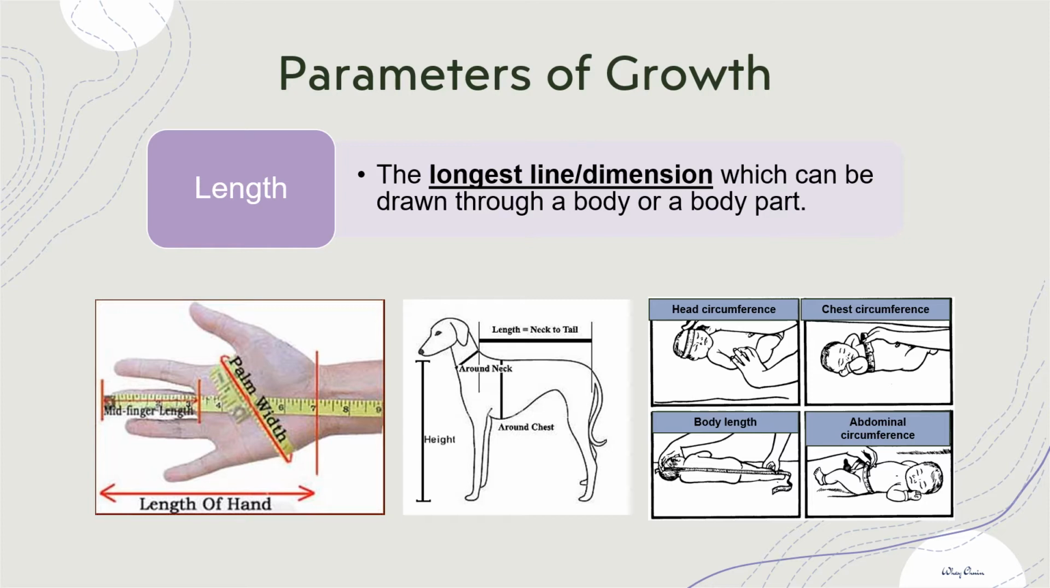Dan ada banyak lagi, maksudnya kalau kita tengok total mereka mengukur pertumbuhan baby, dia akan ukur perimeter kepala, saiz kepala dia, the chest size, body length and also the abdominal circumference. So same goes to animals. There are many parameters in terms of length can be recorded.